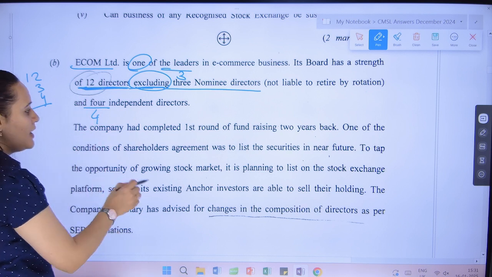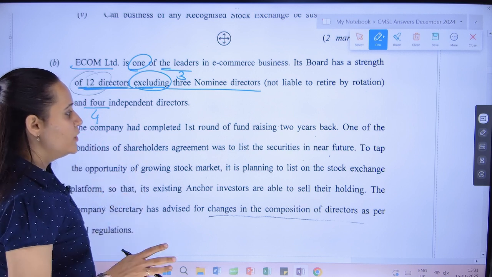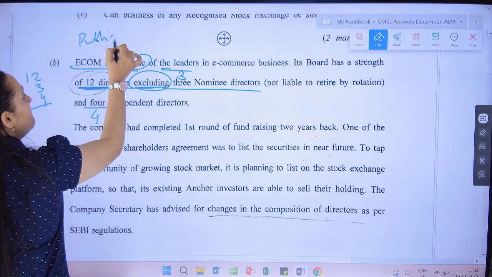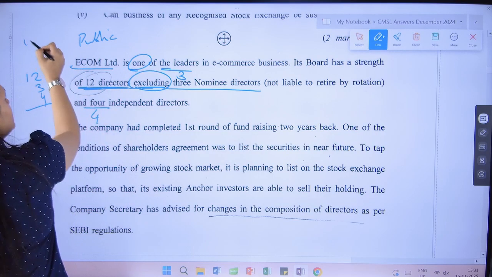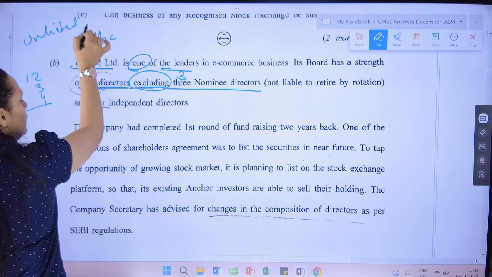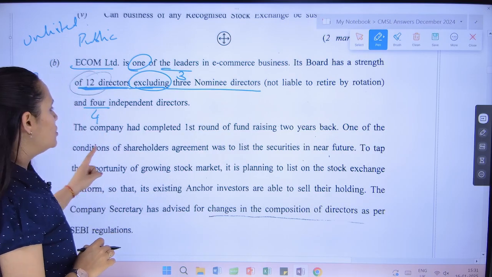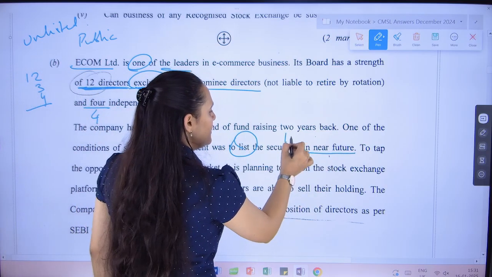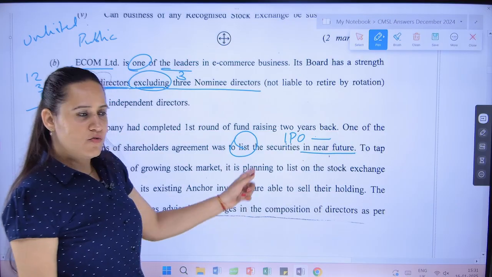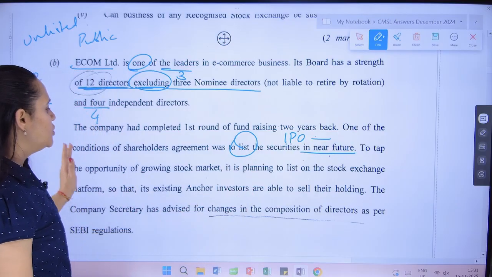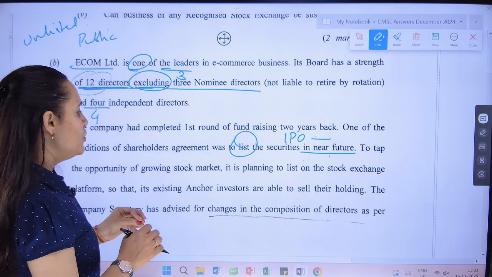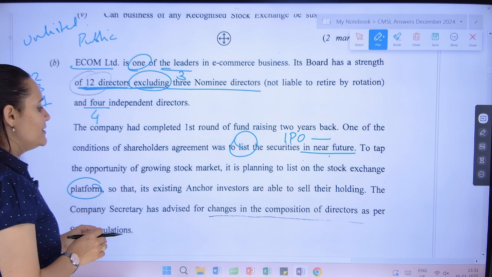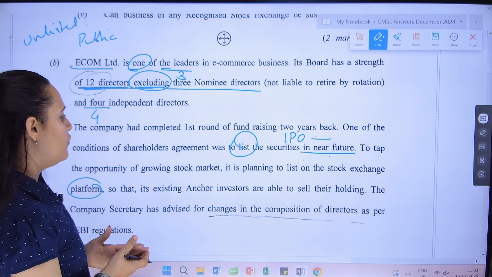Now, the company had completed first round of fundraising 2 years back. So, it is a public company, but it is not a public listed company. It is an unlisted public company as of now. One of the conditions of the shareholders agreement was to list the securities in the near future. That means they are going to plan the initial public offer in future. To tap the opportunity of growing stock market, it is planning to list itself on the stock exchange platform so that its existing anchor investors are able to sell off their holdings.